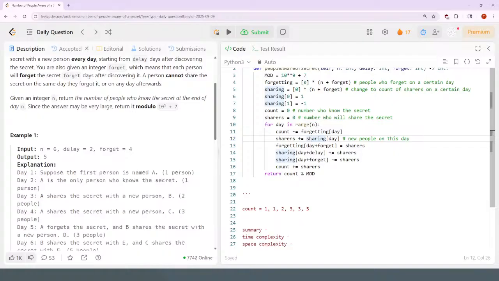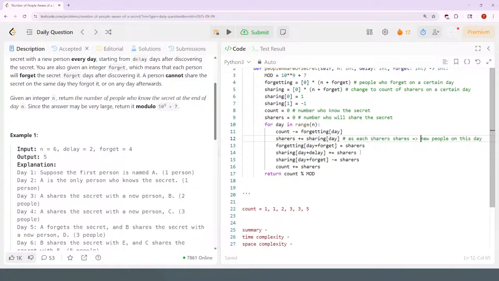Okay, so the shares not only represent the increase in the number of people who would know, so the number of shares affect the number of new people that know it. As each sharer shares, this translates into the new people on that day.